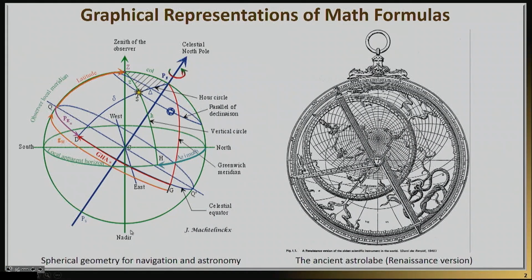This example that I have here is about how we have always known the rules for spherical geometry. People have been using those rules for navigation and astronomy. And specifically for navigation, we have been using them for over 20 centuries. But yet, we have been relying on graphical tools like the one you see here on the right, which is essentially the Renaissance version of a very, very popular navigation tool.